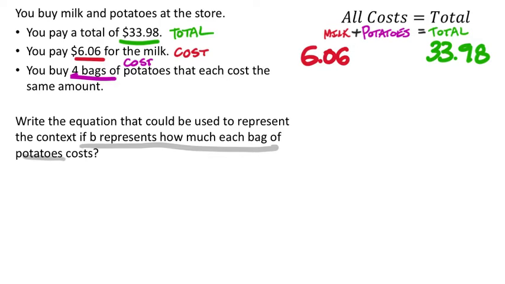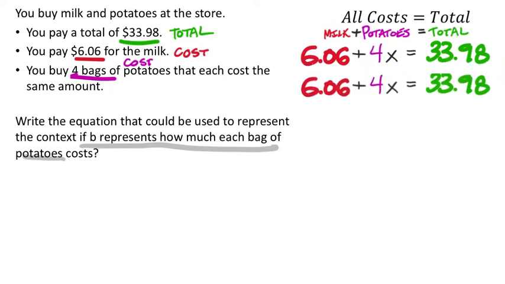I know that I am going to purchase 4 bags of potatoes. I just don't know how much they cost. But I do know if I were to multiply the cost by the bags, then I would have the total cost of the potatoes. Now when we add those two, the milk and the potatoes together, we get the total. So this right here is the equation which it asked for. Again, I'm going to copy it down here so that I can work with it and make it clean.